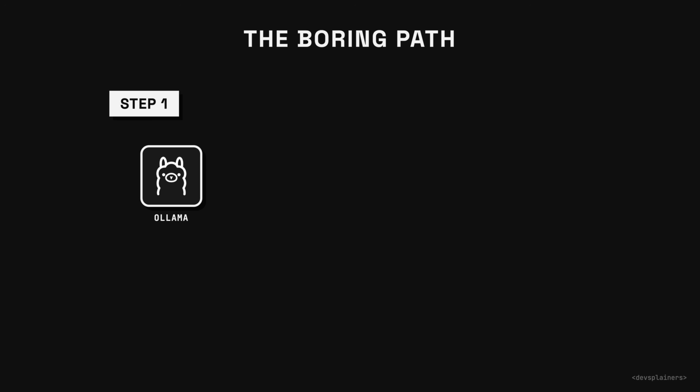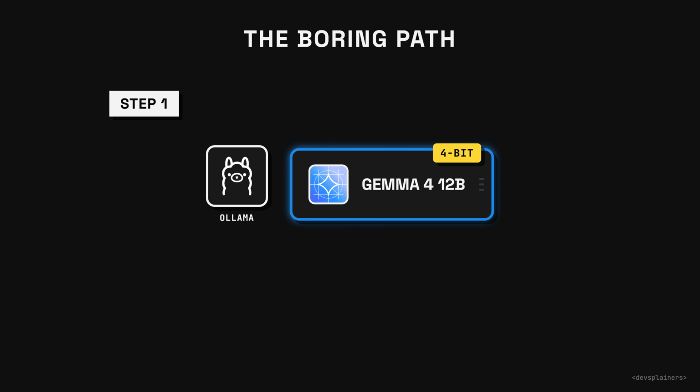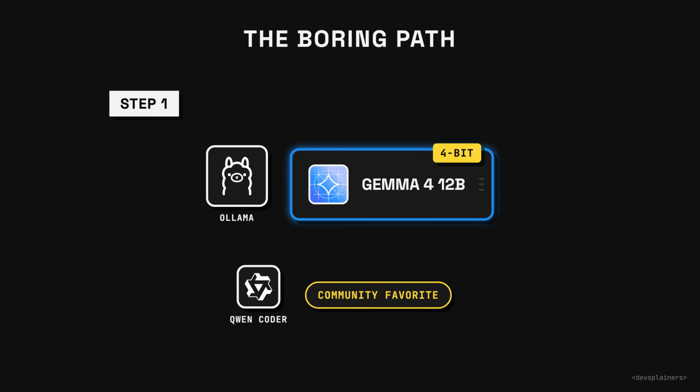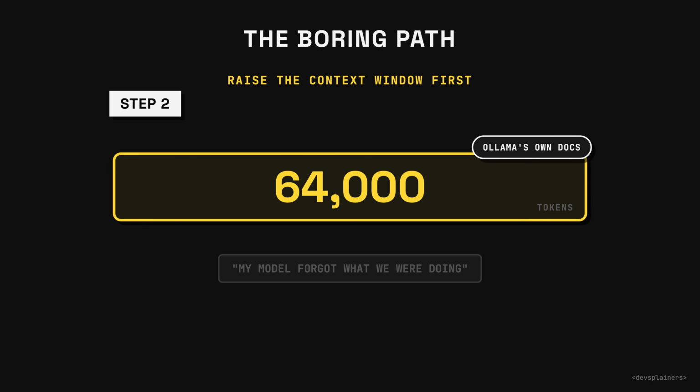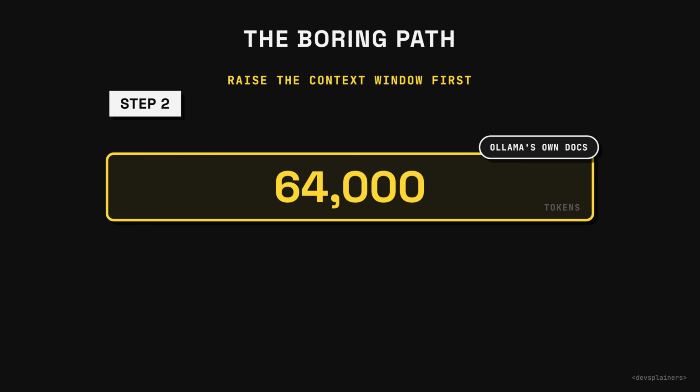Install one runner and pull Llama 4 12B at 4 bits, or Qwen's coder line if you want a community favorite. Raise the context window before anything else. Ollama defaults to 2048 tokens and drops the oldest ones without telling you. The number one source of "my model forgot what we were doing" complaints. And its own docs recommend 64,000 for coding tools.